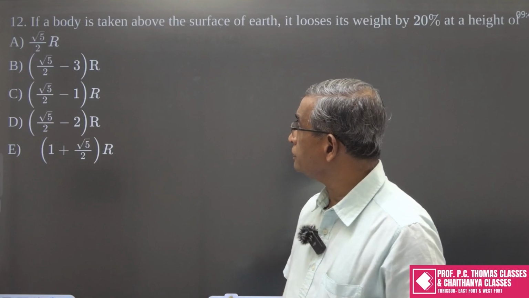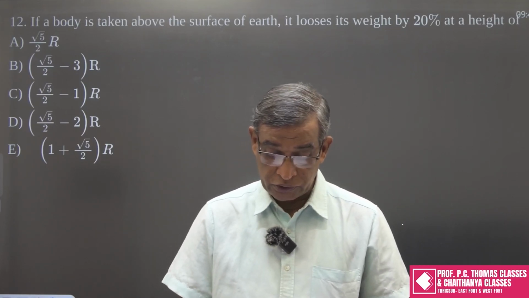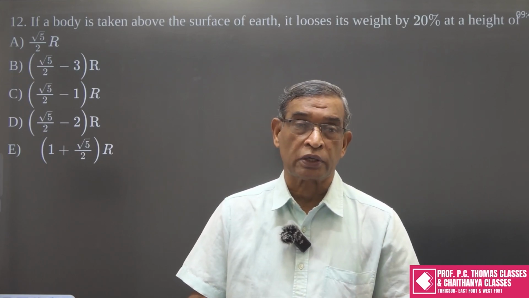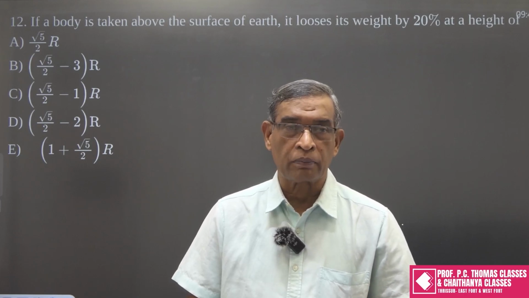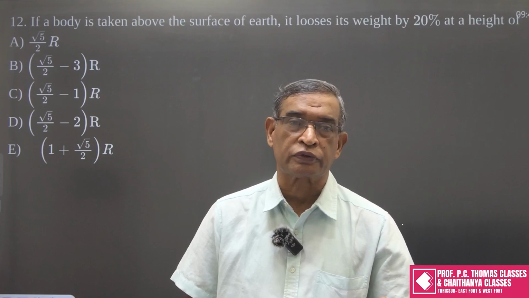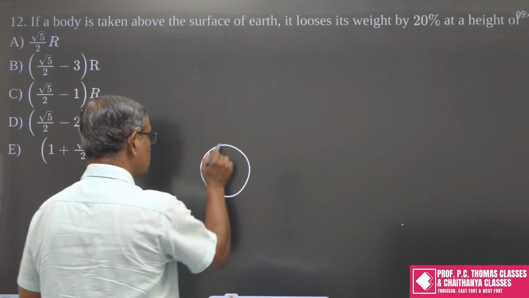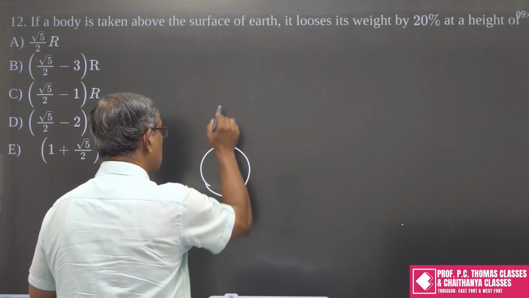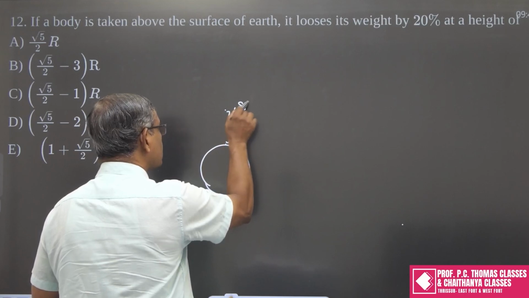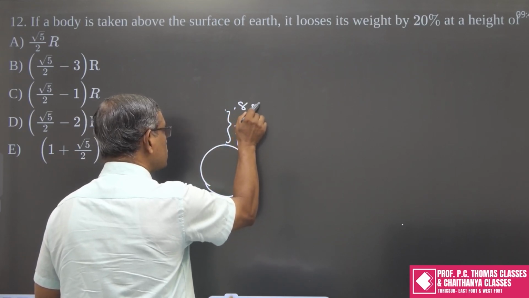See the question there. If a body is taken from the surface of the earth, it loses its weight by 20% at the height h. It loses 20% weight, meaning weight becomes 80% of what was there on the surface of the earth. On the surface of the earth it is 1 mg, at height h it is equal to 0.8 mg.